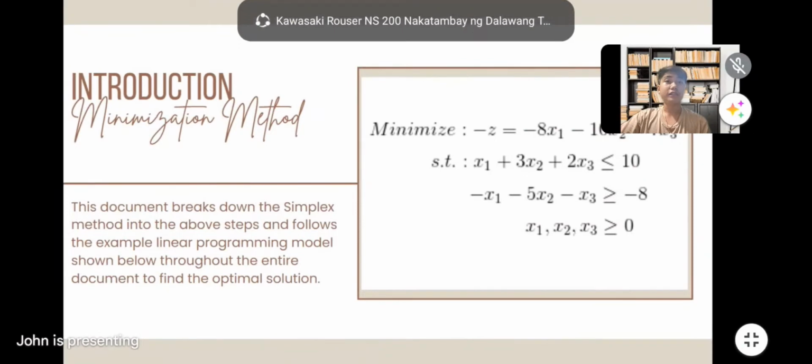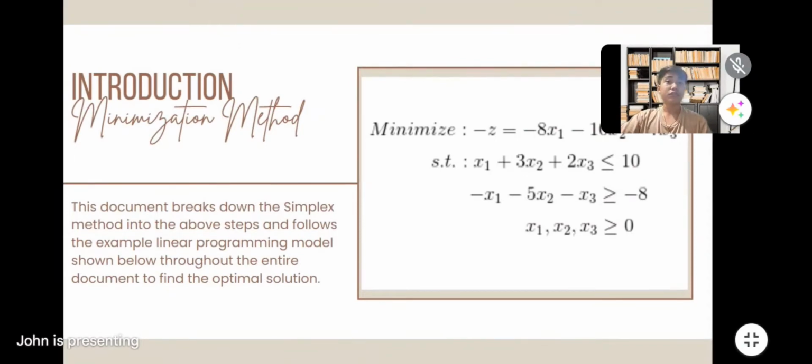So minimize: negative z equals negative 8x sub 1 minus 10x sub 2 minus 7x sub 3, subject to x sub 1 plus 3x sub 2 plus 2x sub 3 is less than 10, and negative x sub 1 minus 5x sub 2 minus x sub 3 is greater than negative 8, where x sub 1, x sub 2 and x sub 3 are greater than 0. To the next slide.